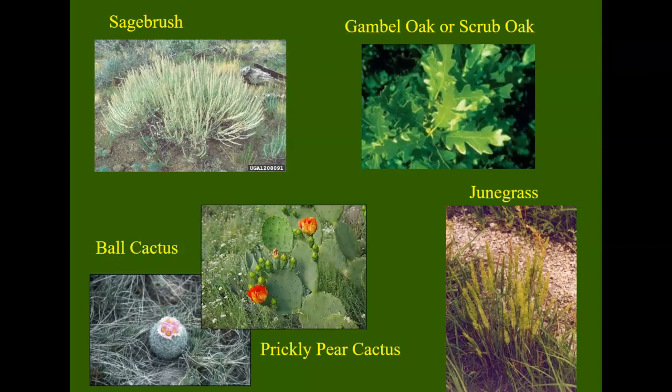So here, as I mentioned, we also might see some cacti. We still have our grasses and we are starting to have woody shrubs, for example, the sagebrush.